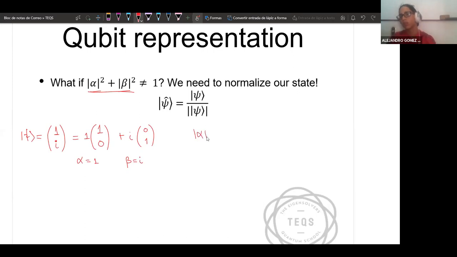If we compute this sum, the magnitude of alpha squared is 1, and the magnitude of beta squared is, well, this is i conjugate times i, which is minus i times i, which gives us 1. So, oh, sorry, this is not 1.